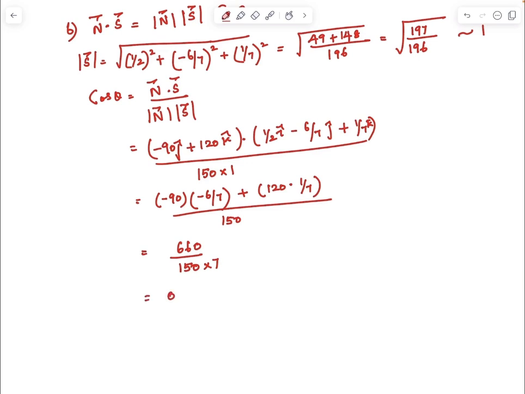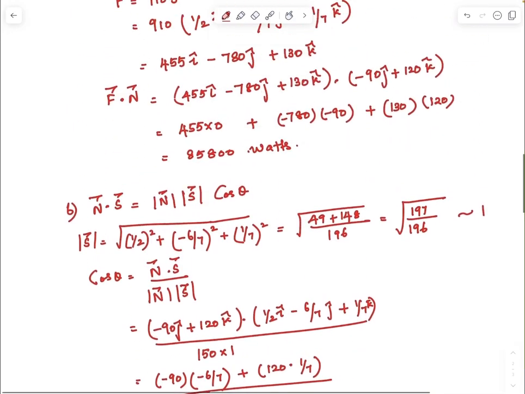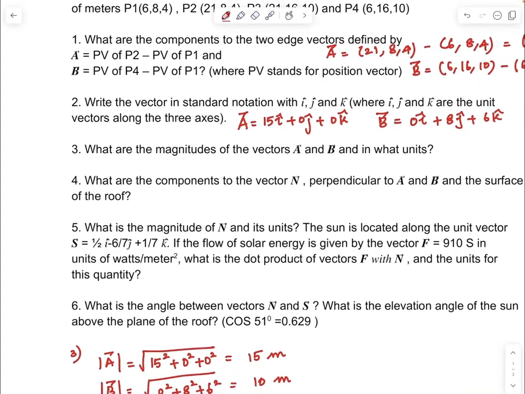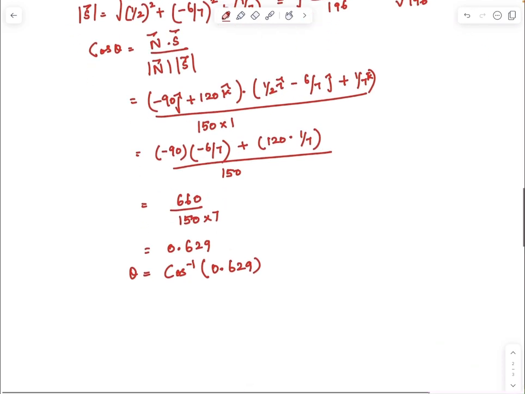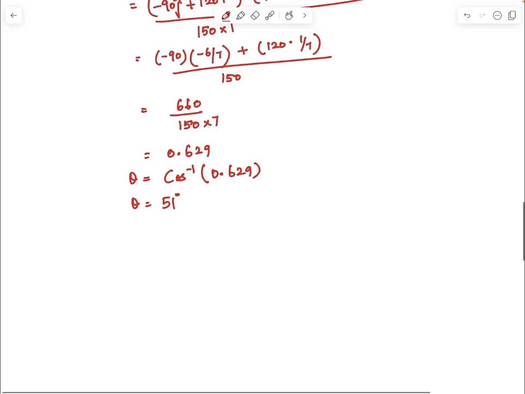This is equal to 0.629. That is theta is equal to cos inverse of 0.629. The question has given us the value for cos 51 degree, which is equal to 0.629. So the theta is 51 degree. Theta is equal to 51 is the angle between n and s.